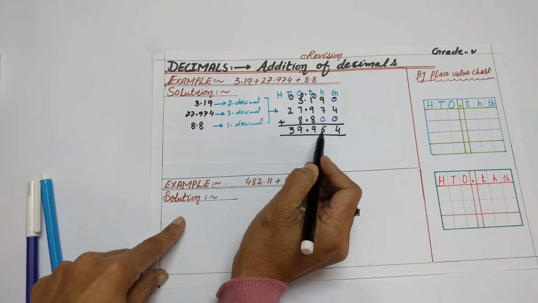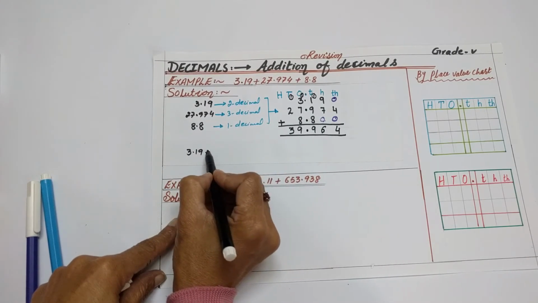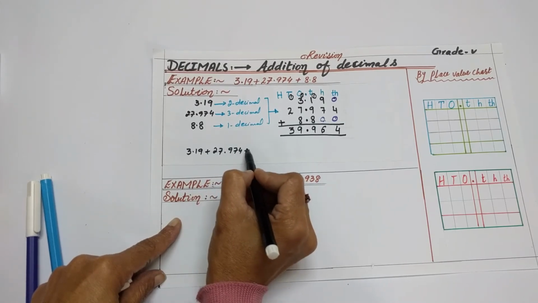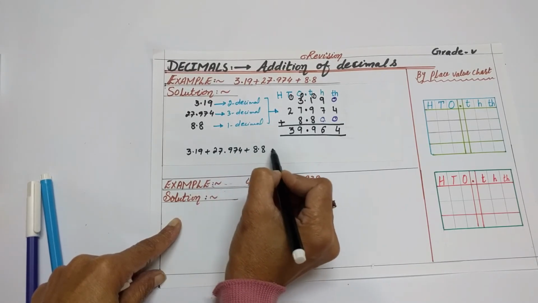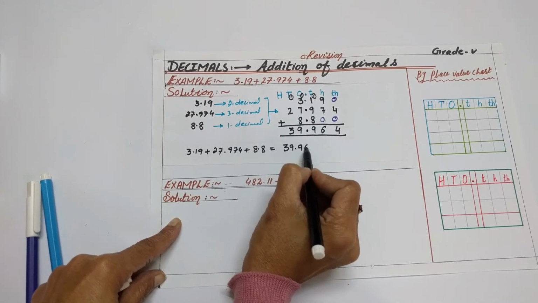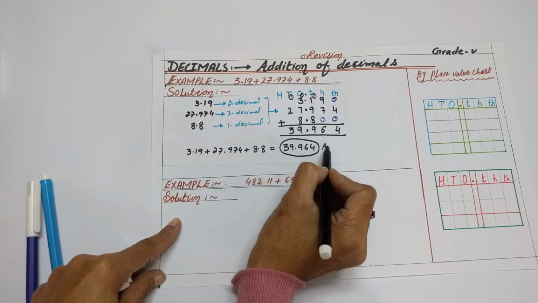39.964. So 3.19 plus 27.974 plus 8.8 is equal to 39.964. That is our required answer. Clear?